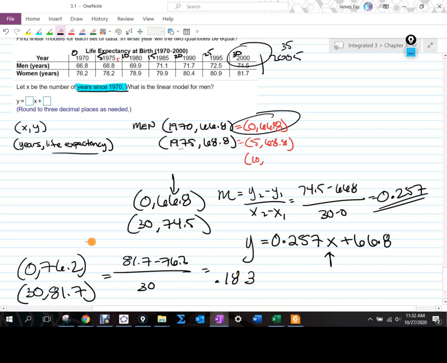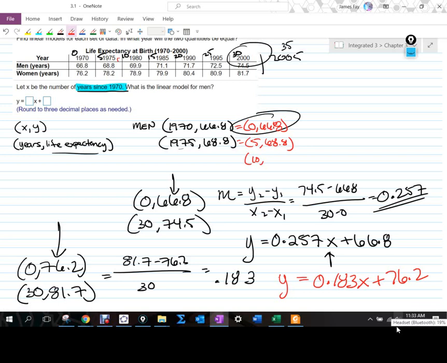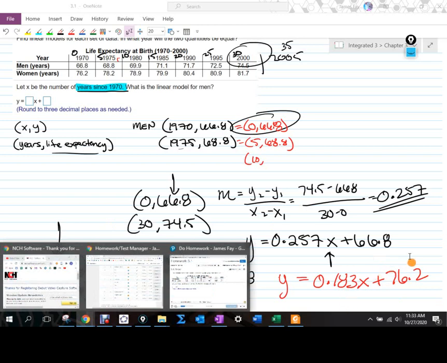So that's my slope. That's my y-intercept again, right? So then for the women, my line would be 0.183x plus my y-intercept of 76.2. And those are my two equations that they'd be looking for, okay? Let's just kind of jump over to, I don't want to set those equal to each other algebraically and solve, that's kind of messy. So let's go ahead and we'll graph these. And that would be kind of messy to graph that slope by hand, wouldn't it?